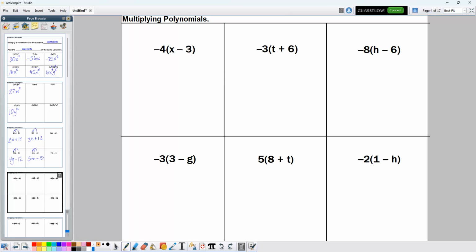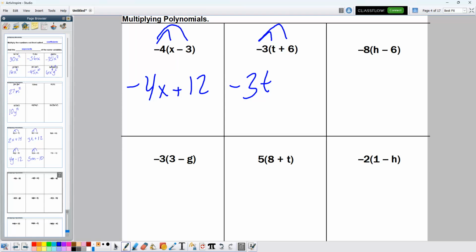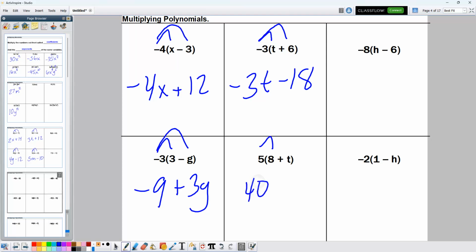Negative signs out front. Negative 4 times x is negative 4x minus negative 4 times negative 3 would be a positive 12, sorry. Negative 3 times t, that would be negative 3t. Negative 3 times positive 6 would be negative 18. Negative 3 times 3 would be negative 9. Negative 3 times negative g would be positive 3g. 5 times 8 would be 40, and 5 times t would be 5t.